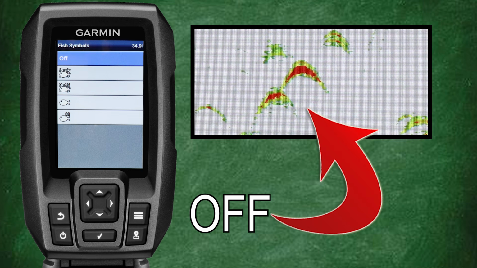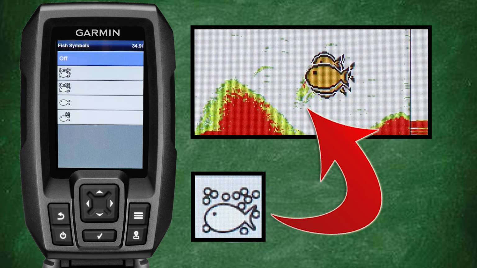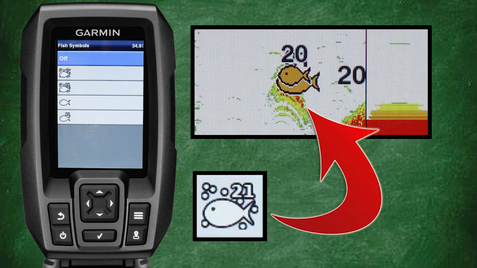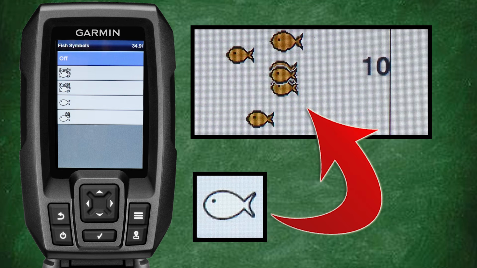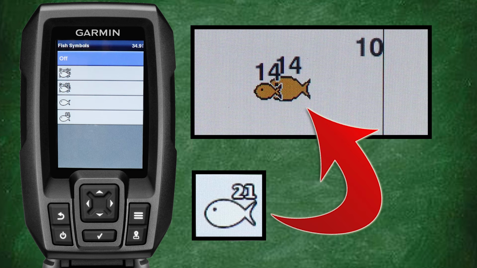You can turn them off, have the fish symbol along with background sonar data present, have the fish symbol with background sonar data present, along with the estimated depth of the fish. The next fish symbol option shows just fish icons and no background sonar data. And our last fish symbol option again shows only the fish icon and no background sonar data, but it does add the estimated depth of the fish.